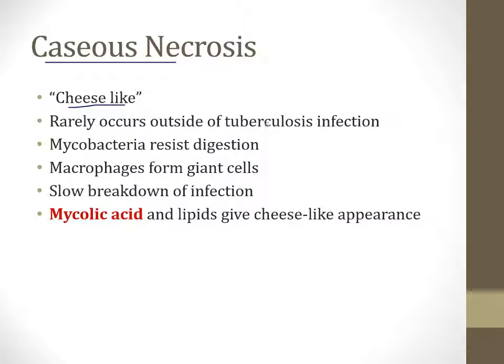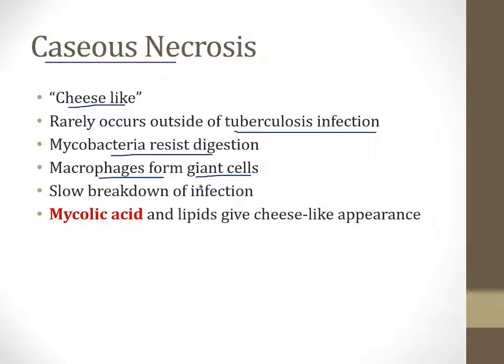You rarely see this outside of a tuberculosis infection. Caseous necrosis is the classic finding in an organ that has been infected with Mycobacterium tuberculosis. The reason this occurs is because mycobacteria are very resistant to digestion by phagocytes. For this reason, macrophages are chronically stimulated and they form giant cells and go on to cause granuloma formation. And I talk about this in the video on granulomatous inflammation.